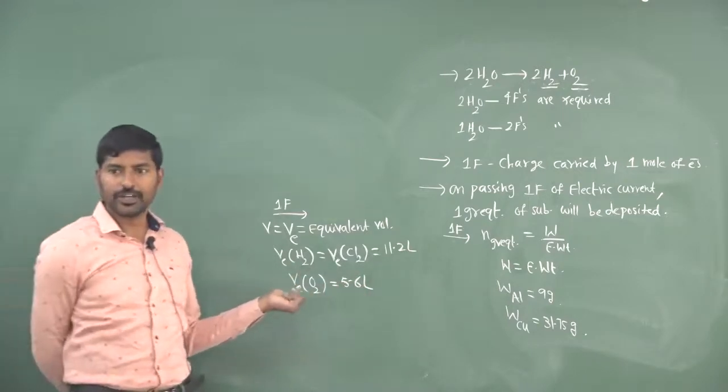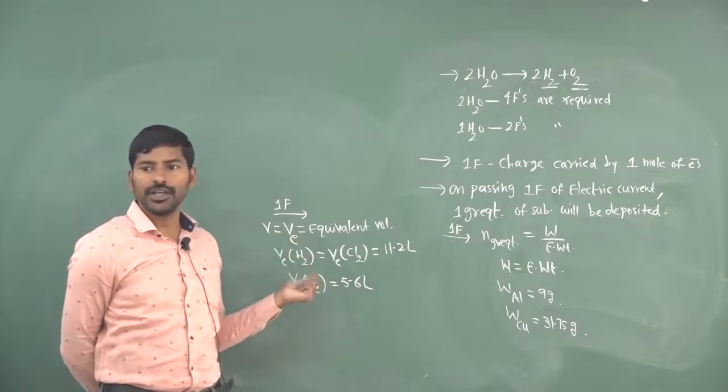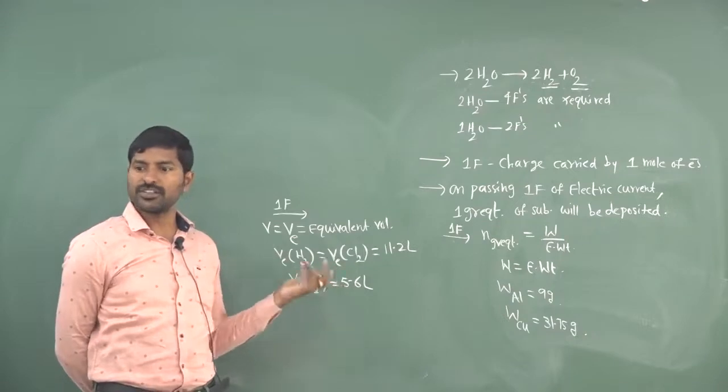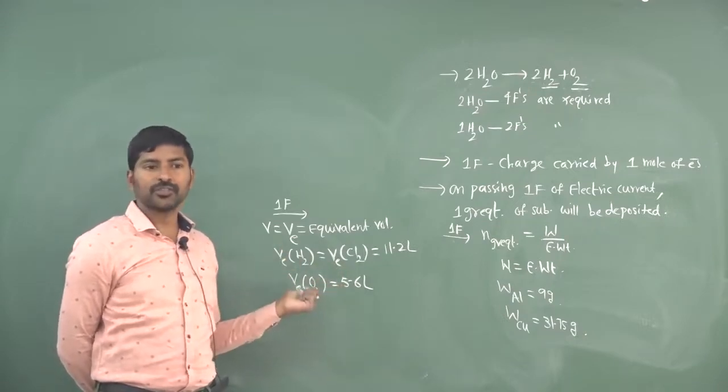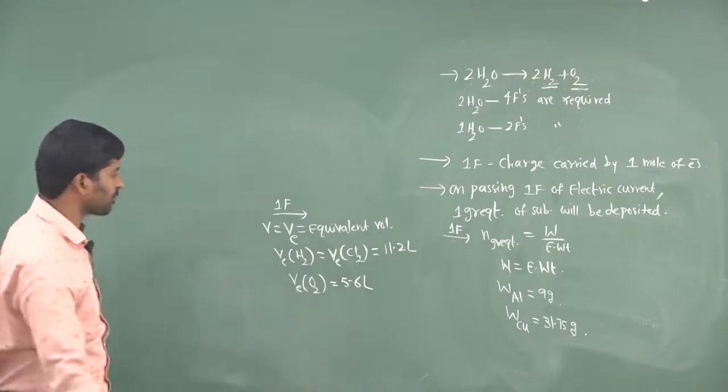8. The equivalent weight of oxygen is 8, and 8 grams means how many moles of O2? O2 molar mass is 32 grams, so 8 grams means 1 by 4 moles. 1 by 4 moles means we will get 5.6 liters.